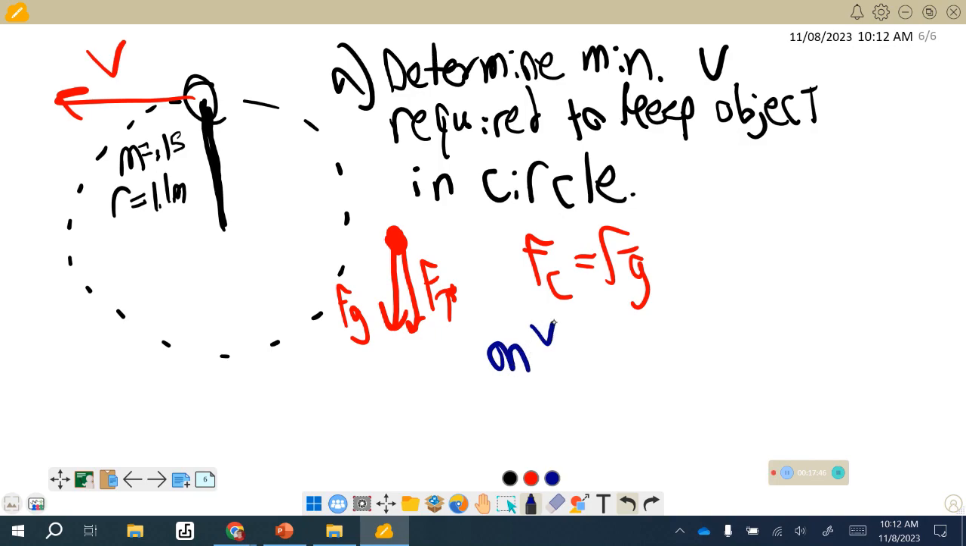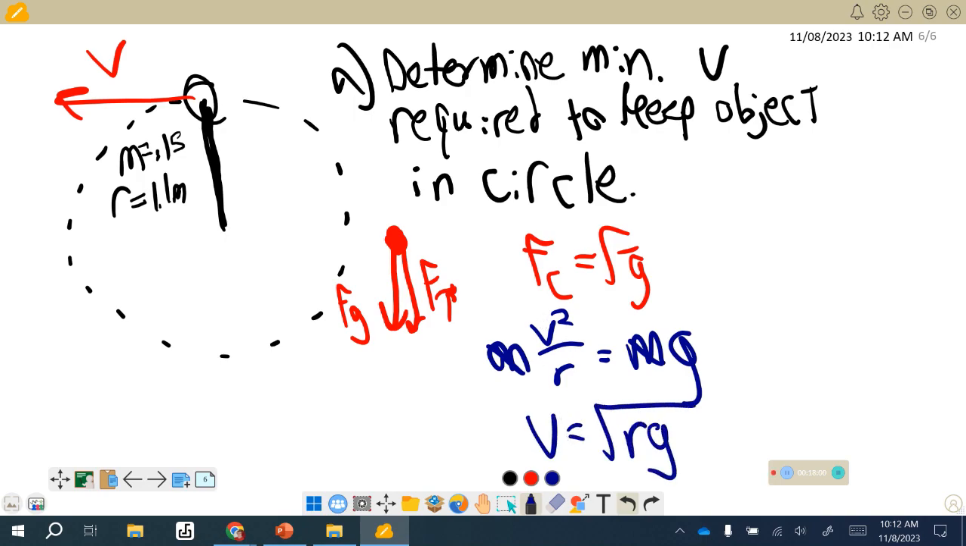So centripetal force is going to be mv squared over r, and force of gravity is going to be m times g. M cancels out. We can multiply r to the right side. We can take the square root, and we can find that to solve for that minimum velocity, it's just the square root of r times g. We plug in our numbers. We get 1.1 times 9.8. Take the square root of that. Our answer comes out to 3.28 meters per second. Okay, that's the minimum velocity required.